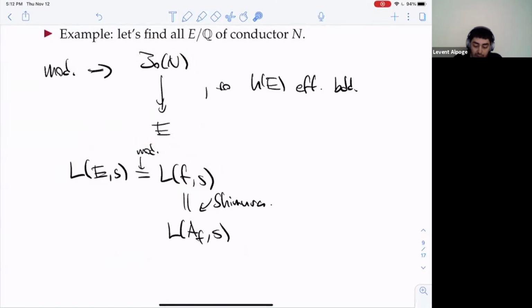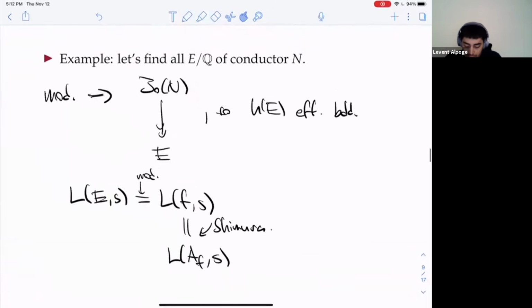Faltings proved the Tate conjecture for H1 of an abelian variety, which implies that E and this abelian variety are isogenous. And this abelian variety is constructed as an explicit quotient of J_0(n). So it follows, because these two are isogenous, that E is also a quotient of J_0(n). So that's the explanation of the two steps.